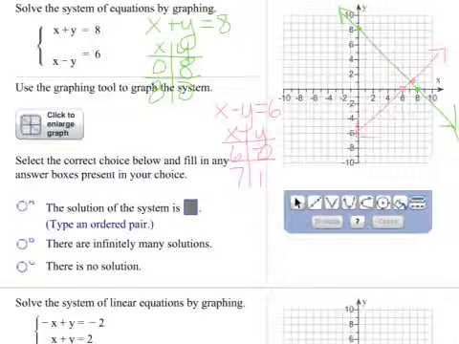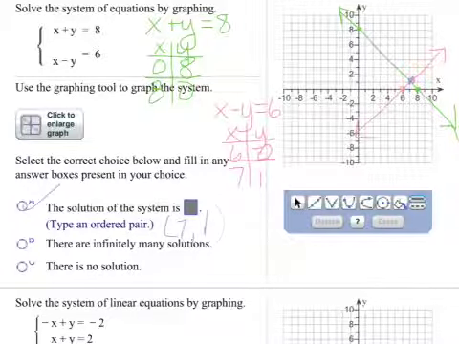So I've got those points graphed, and we can now see the solution to the system, because the solution to the system is where the two lines cross. And those two lines cross right here at the point 7, 1. So the solution to our system is 7, 1.